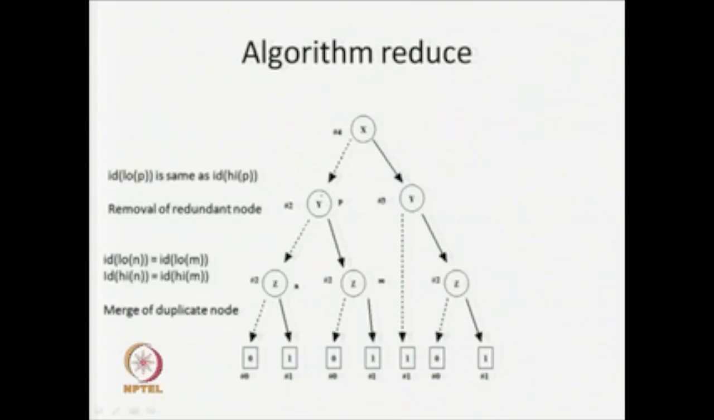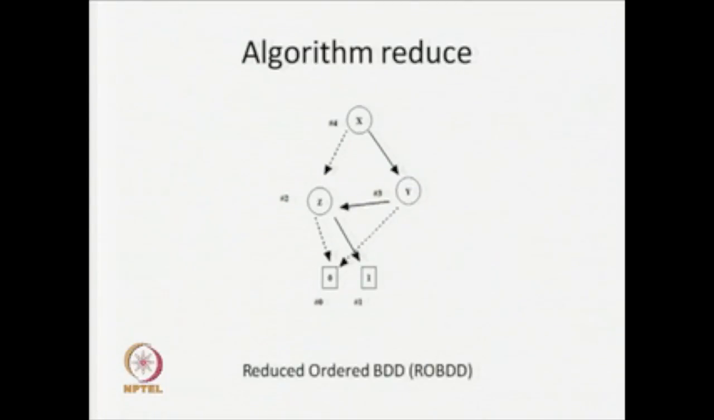In this particular case, now we can merge these nodes which have the same level and eventually we are going to get this reduced BDD. So, this is the reduced ordered binary decision diagram of the BDD that we started with. So, with the help of this reduce algorithm, we can reduce the BDDs and eventually we are going to get a reduced ordered binary decision diagram.